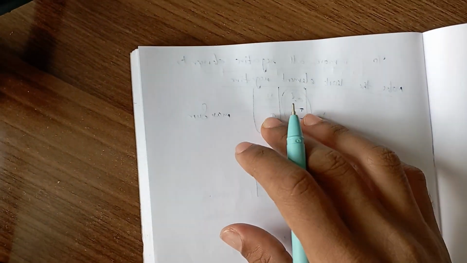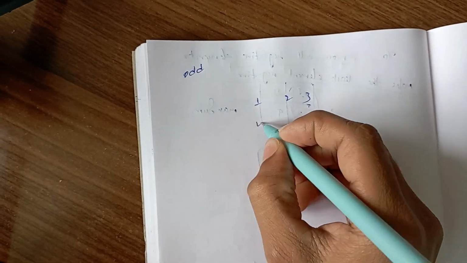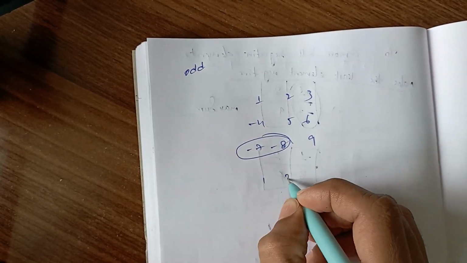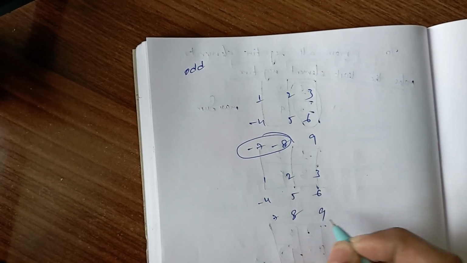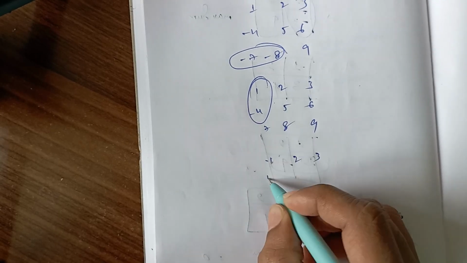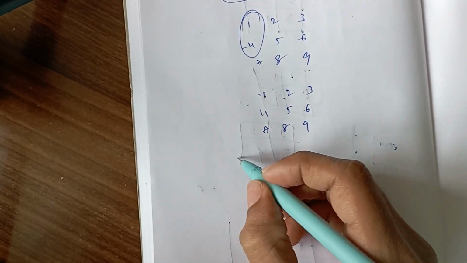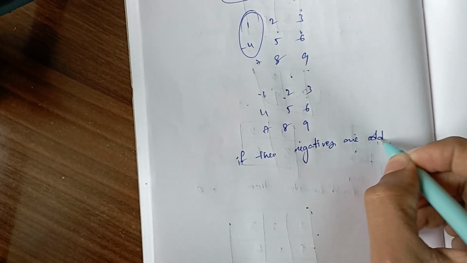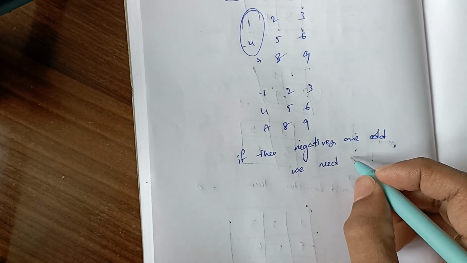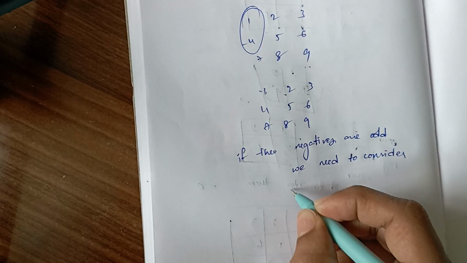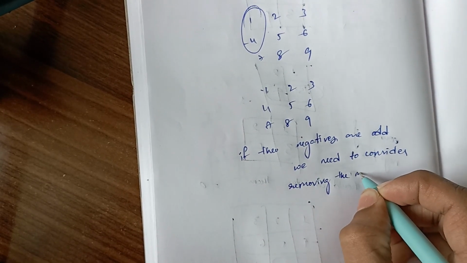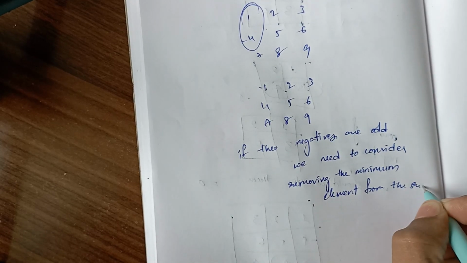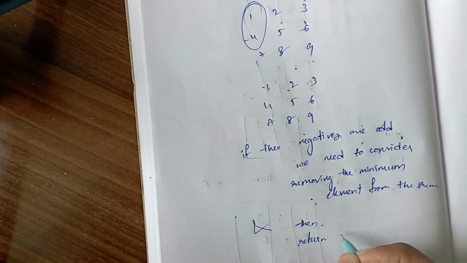But if we have an odd number of negatives, like 1 2 3 4 5 6 7 8 9 with three negatives, here we can make two of these positive by taking the operation. And if you consider the remaining one, we can make it -1 2 3 4 5 6 7 8 9 by making the operation. That means if the negatives are odd, we need to consider removing the minimum element from the sum and then return the sum.